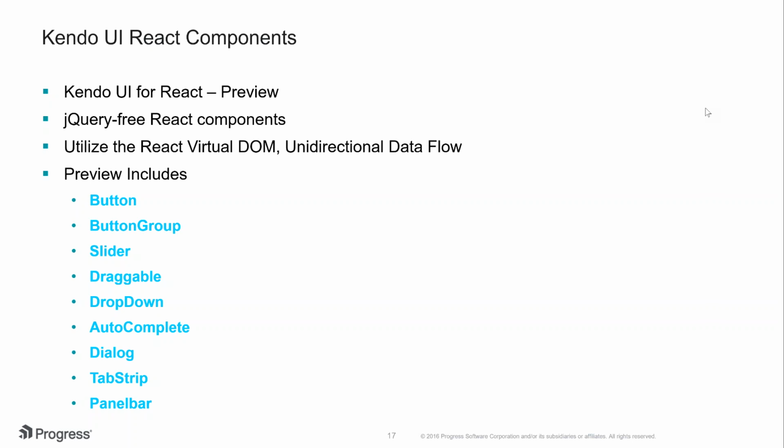As of now, from the preview perspective, what we have is button group, slider, draggable, DropDown, AutoComplete, Dialog, TabStrip, and Panelbar, right? So basically in this demo, I don't have anything built out of the box, so I will start from scratch and show you how you work with React, plus how you work with the Kendo UI React components. So let's get started with that. So it's going to be a demo now.